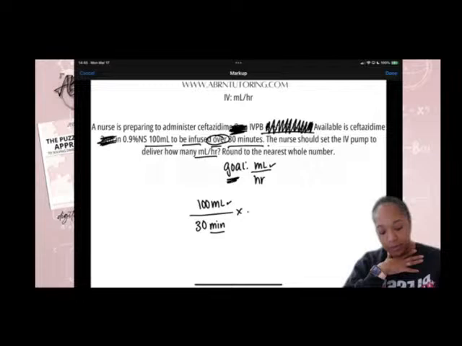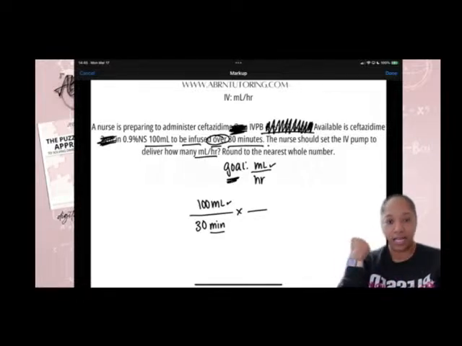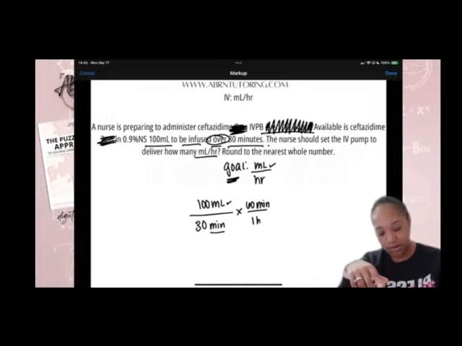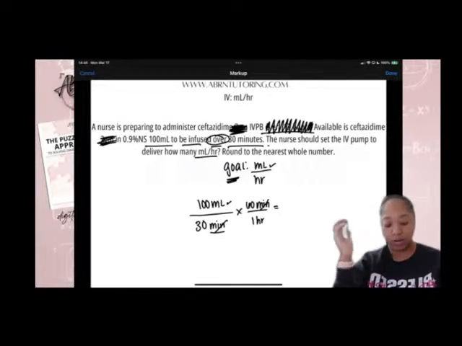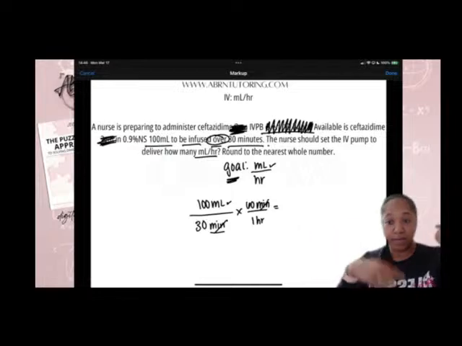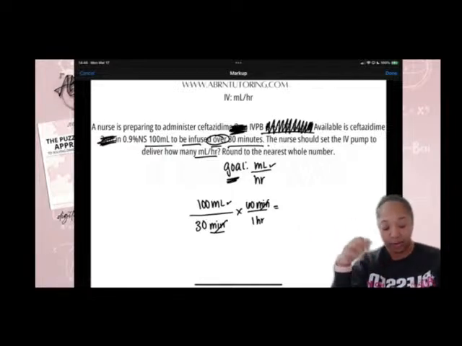Remember, in order to make my puzzle complete, it has to look like the goal. So I need hours on the bottom. I know that 60 minutes is equal to 1 hour. So now we can cross those out, because I put my conversion, my minutes, on the top and on the bottom, and now I have milliliter on the top and hour on the bottom.